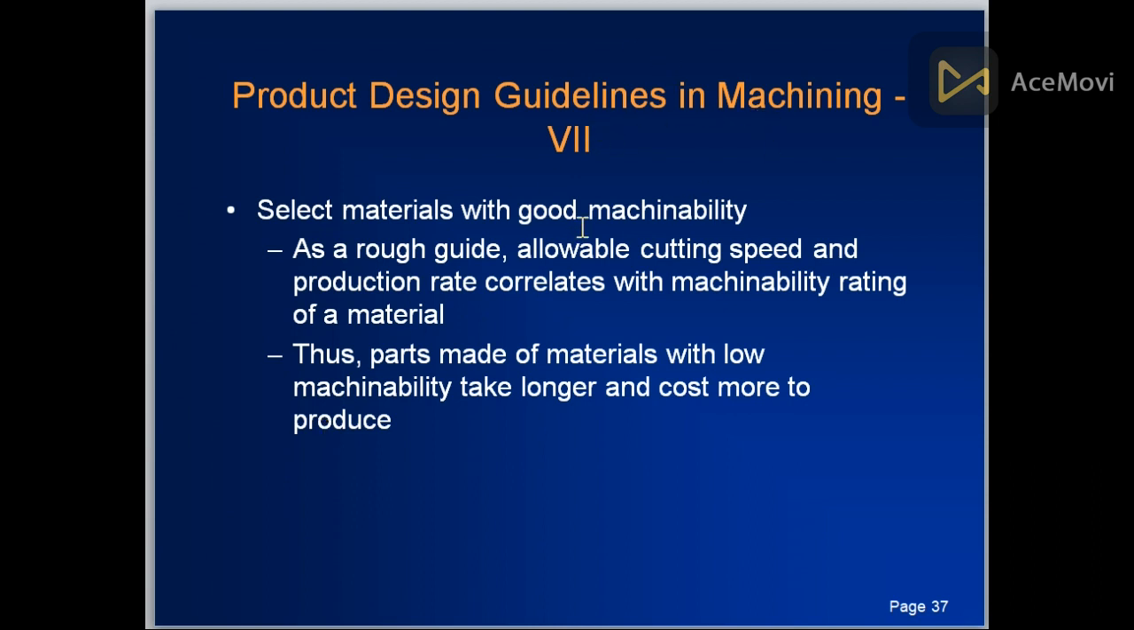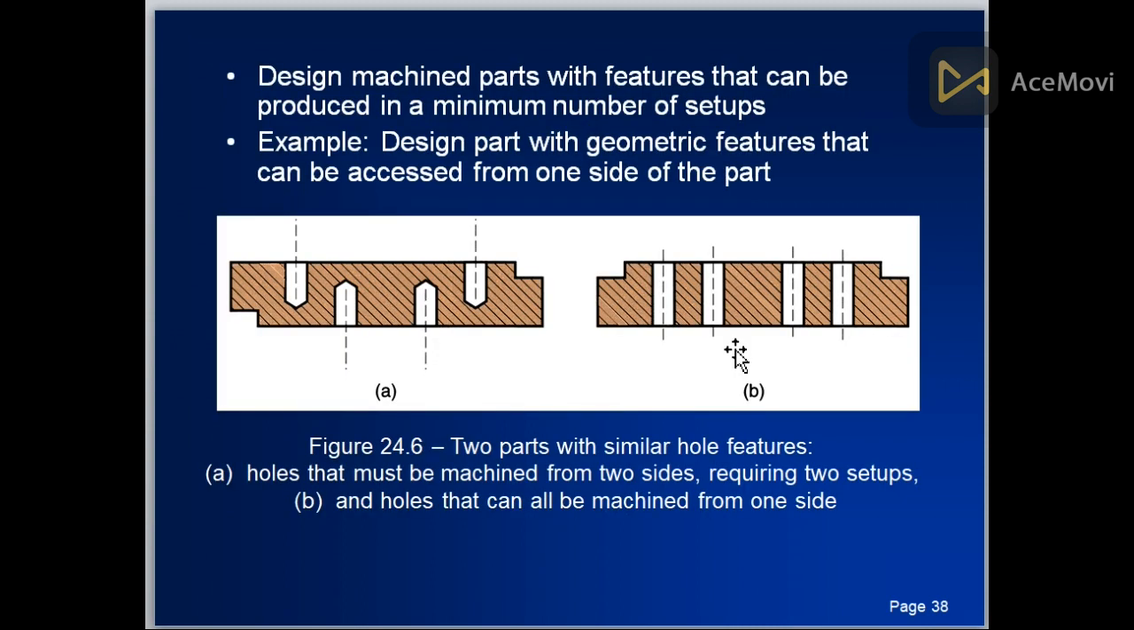Product design guidelines in machining. Seven, the last: select materials with good machinability. As a rough guide, allowable cutting speed and production rate correlate with the machinability rating of the material. Thus, parts made of material with low machinability take longer and cost more to produce. So we are required to select material with good machinability.